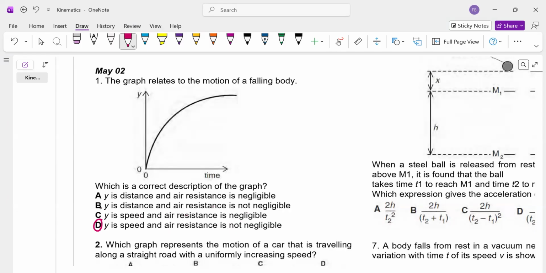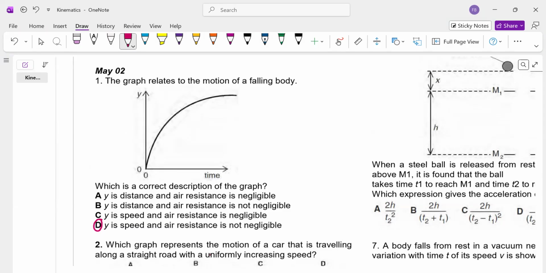Why? Because the body is freely falling, that means the graph will be a curve. What do you get from a speed-time graph? The gradient of the graph is acceleration. Sorry, we get acceleration from the velocity-time graph, not from the speed-time graph.